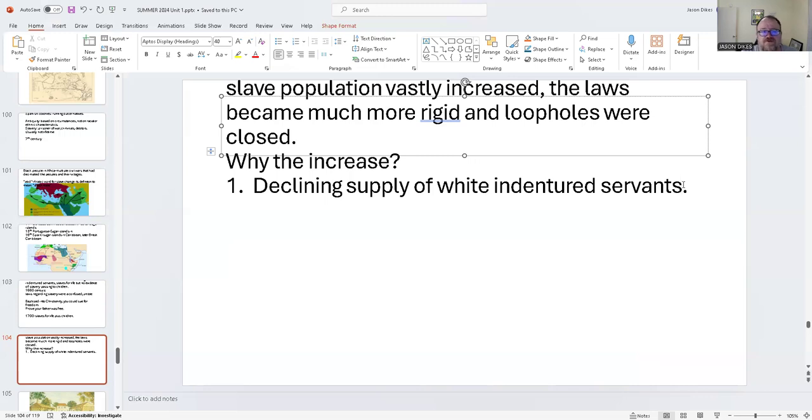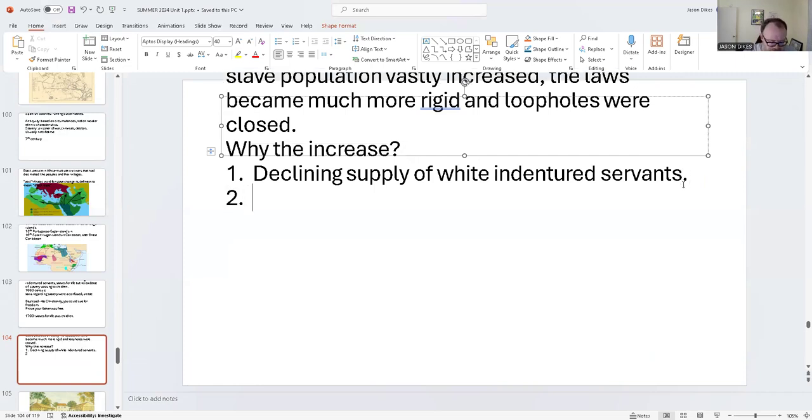That was largely due to a drop in the birth rate in England itself. And there were a lot more jobs opening up in England itself. So it wasn't really necessary to get on a boat and go all the way to the New World to find economic opportunity. You could now stay in England and do that.